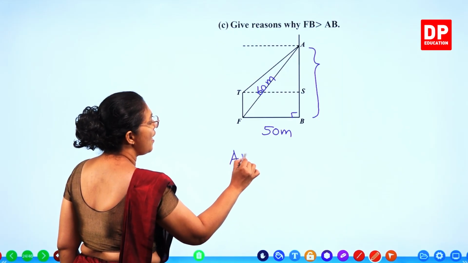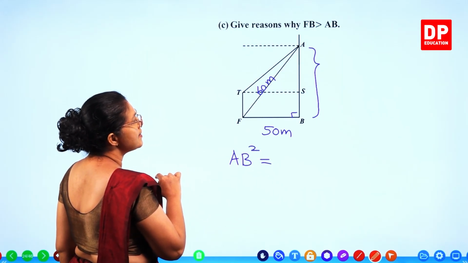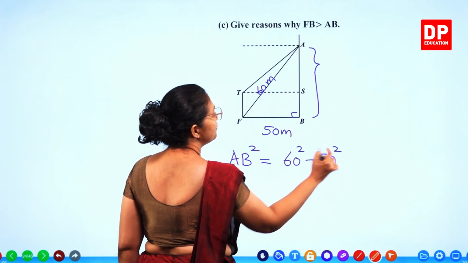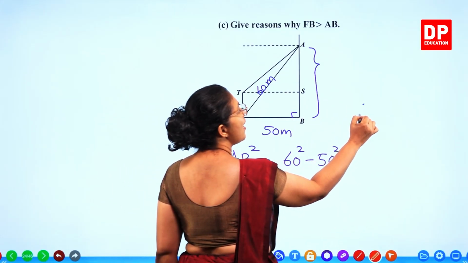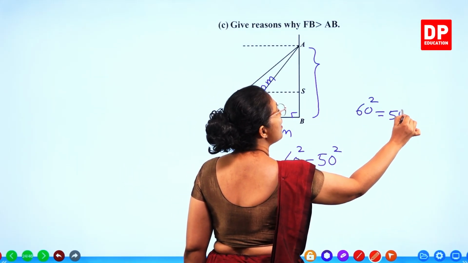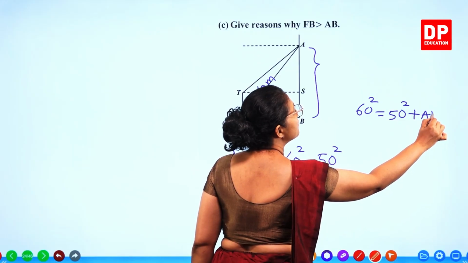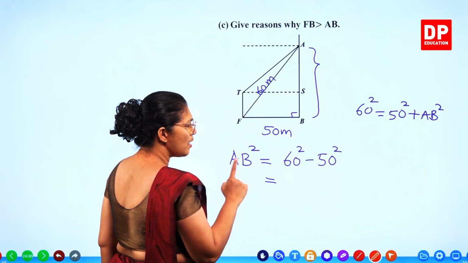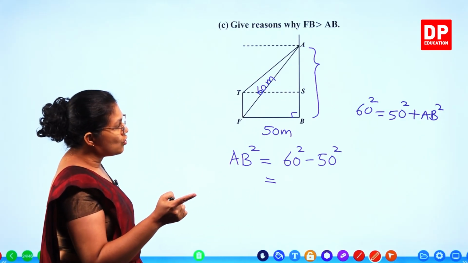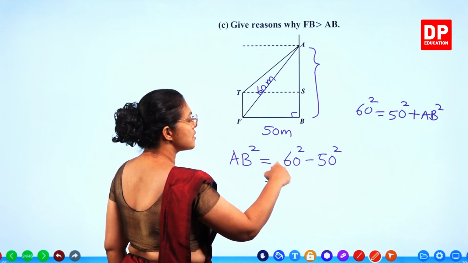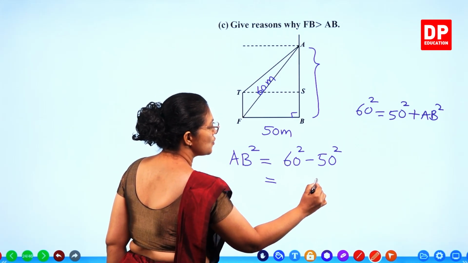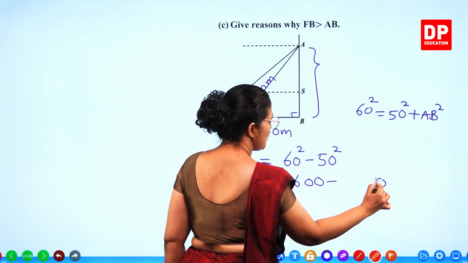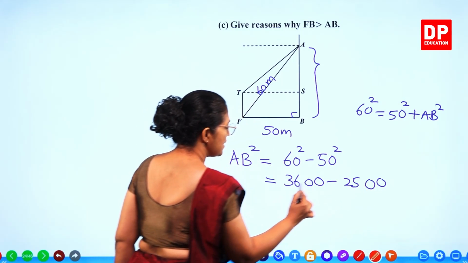So let's use Pythagoras theorem. What is AB squared? AB squared is equal to 60 squared minus 50 squared, because we know hypotenuse squared is equal to 50 squared plus AB squared. When you take it to the other side, that becomes minus. So what's the value? Either you can use the difference between two square terms or just find the square terms. So 0, 0, 6 times 6, 36. 50 times 50, 0, 0. 5 times 5, 25. Take the difference.